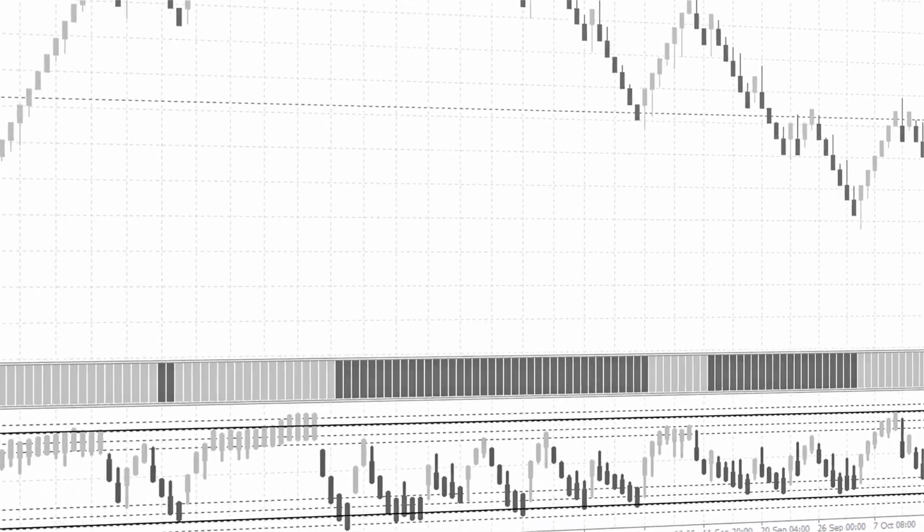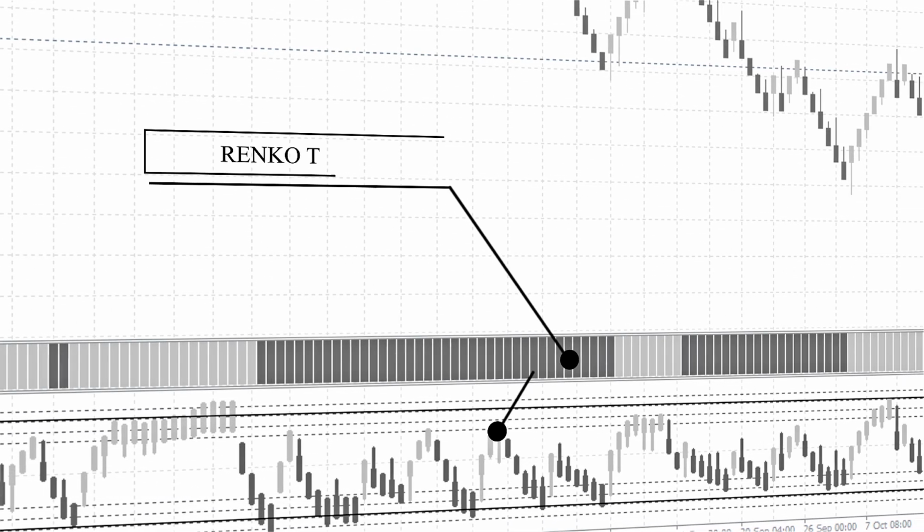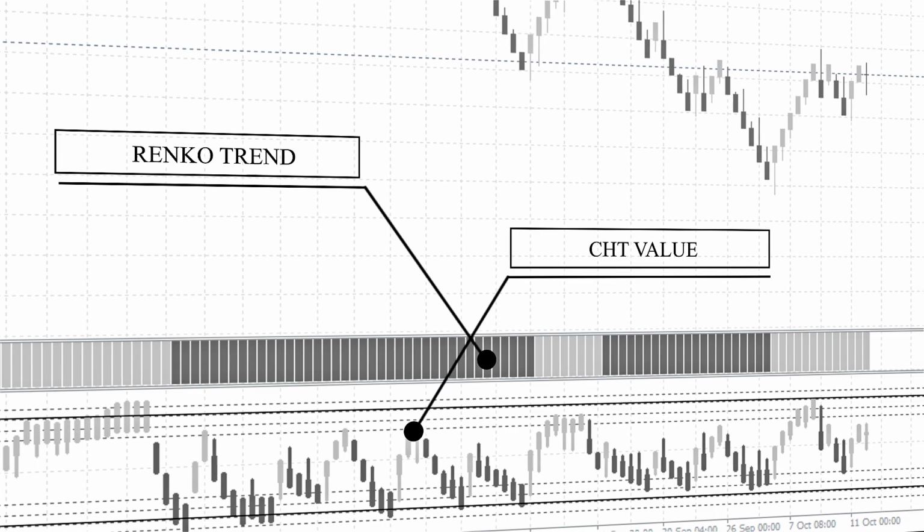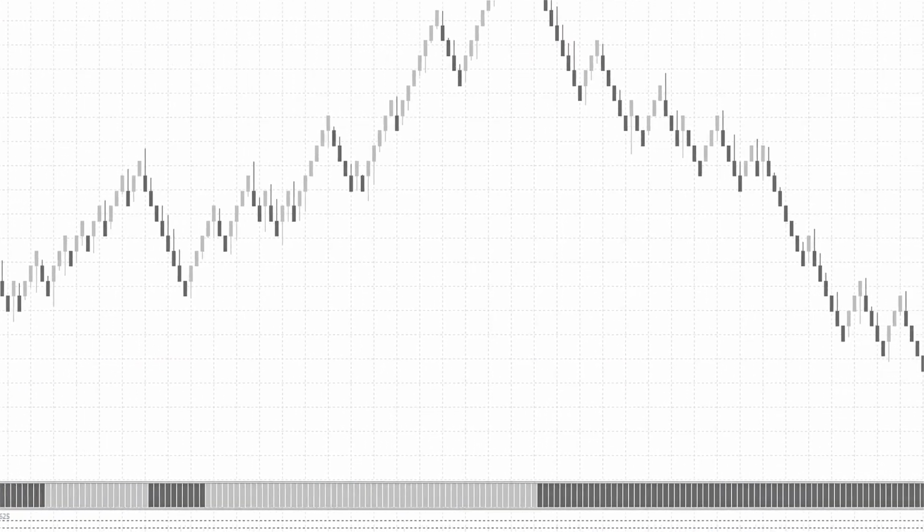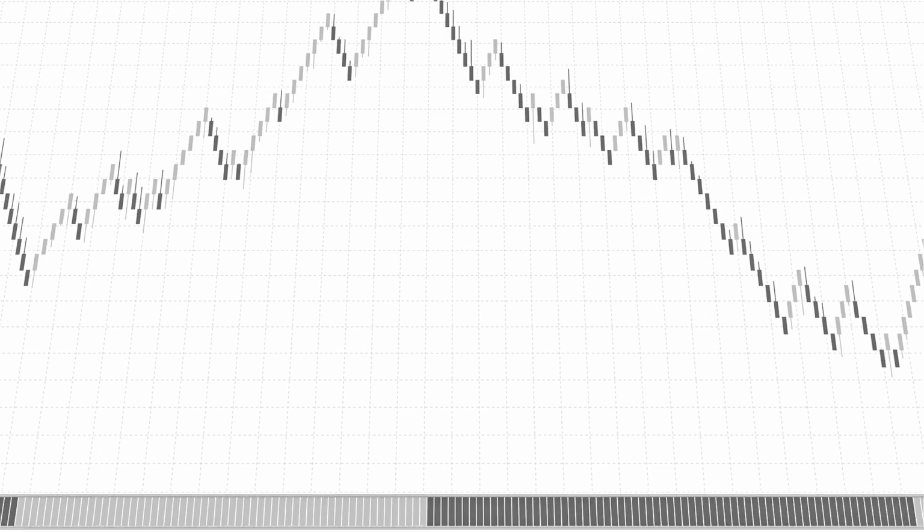This strategy consists of 2 indicators, the Renko Trend Indicator and the CHT Value Indicator. The Renko Trend Indicator is used to identify short-term trend changes.